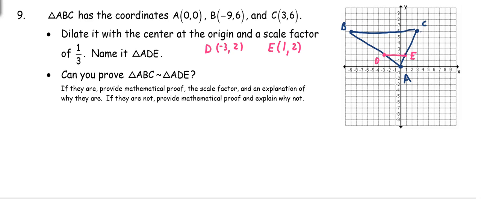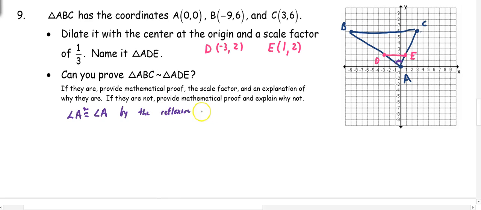Now, I need to prove that they are similar. So to know that they are similar, I know that angle A is congruent to itself because it's an angle in both triangles. So by reflexive property, it's congruent. So we can start by saying angle A is congruent to angle A by the reflexive property. Then we need one more set of angles.